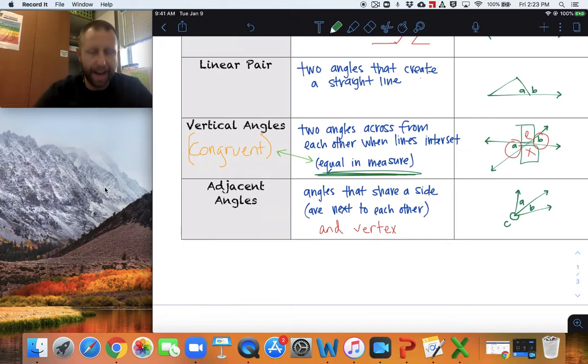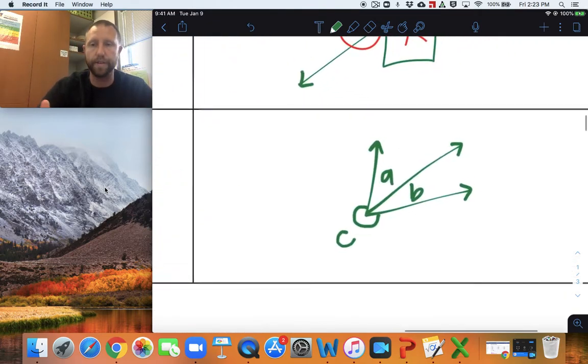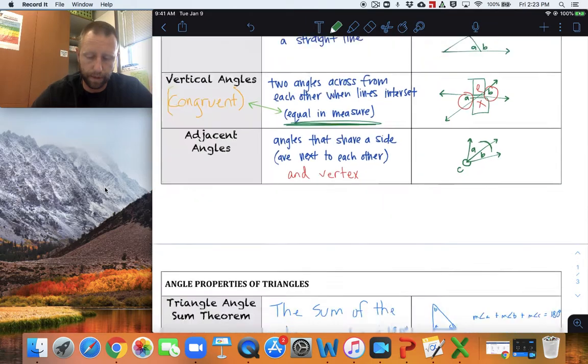And then finally, I have adjacent angles, and those are angles that share a side. Okay, so they're going to have a common vertex and a common side. And that's why I added that word and vertex. Angles that share a side and a vertex are adjacent angles. In this instance, you can see here we have angle A and angle B side by side. They share that same vertex there. They are adjacent angles. Okay.